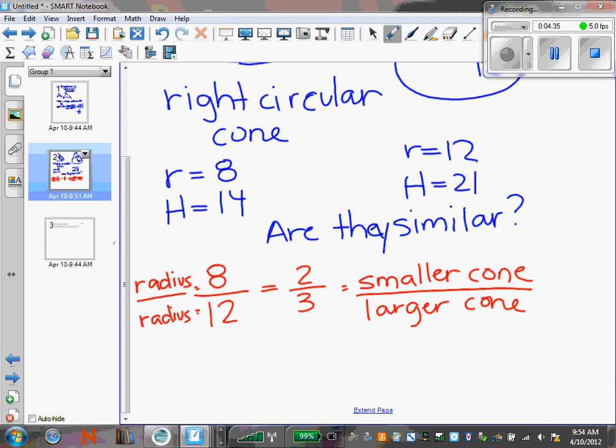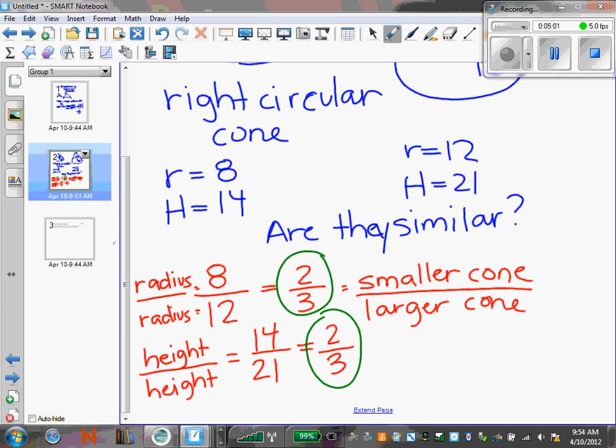So if we do the same thing with the heights, which is 14 for the smaller and 21 for the larger, divide both of those by 7, we get the same ratio. Again, make sure you do smaller over larger. So these are in the same ratio. So are they similar? Yes, because the radii and the heights are in the same ratio. Okay, so now that we know that they're similar, we can compare their volumes.